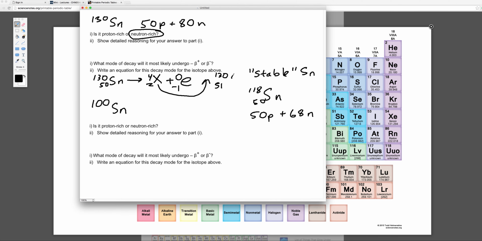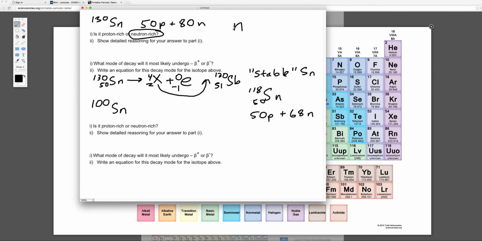And that would complete the nuclear equation for the beta minus decay. Now you might be asking, well, how do you know it's going to be beta minus decay? Well, if it's neutron rich, here's what we know. It's going to want to get rid of some of those neutrons.